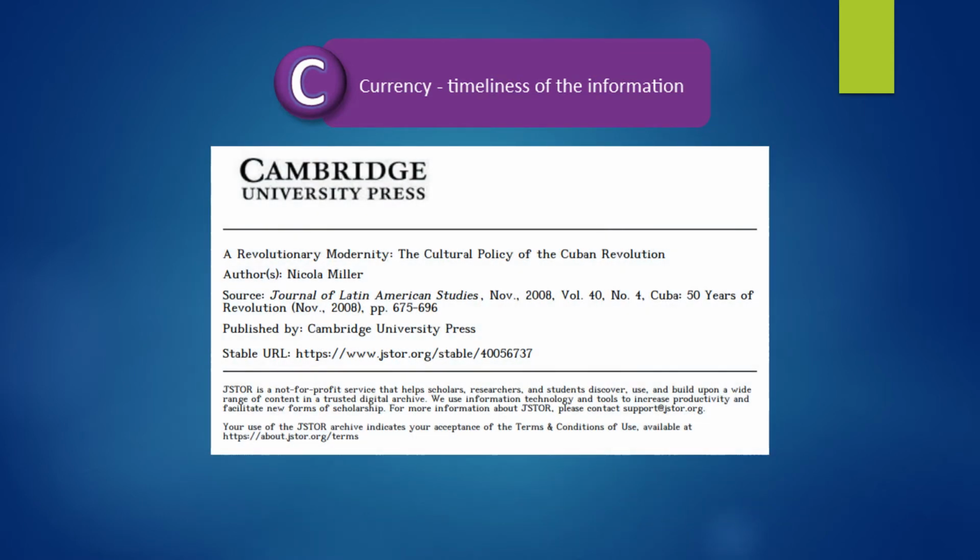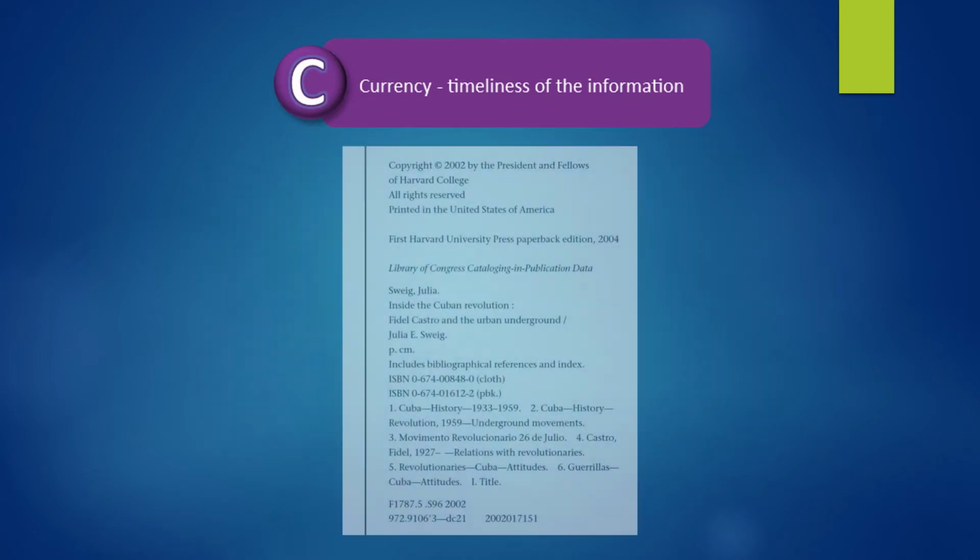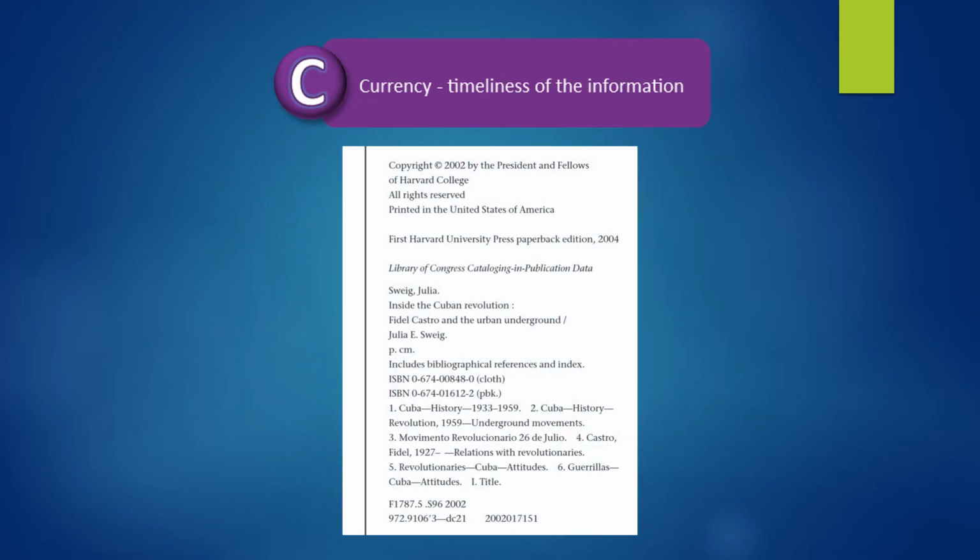Many journal articles have the citation information before the article. For books, you want to look at the copyright page at the very front of the book. There may be 2 or more dates if there are different editions. This book was originally published in 2002, but was released in paperback in 2004.